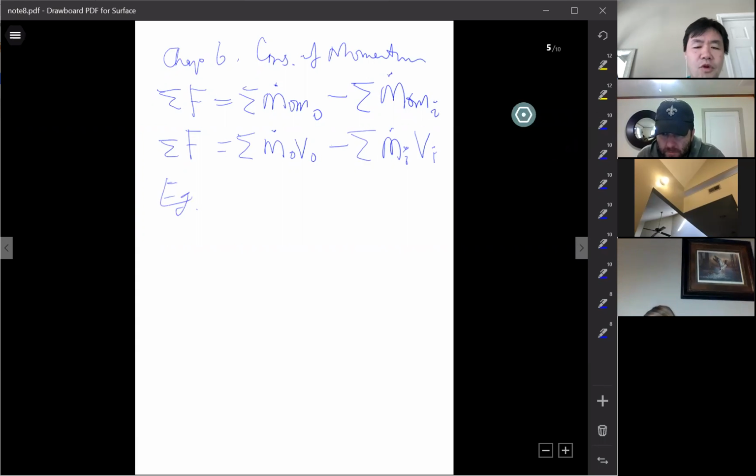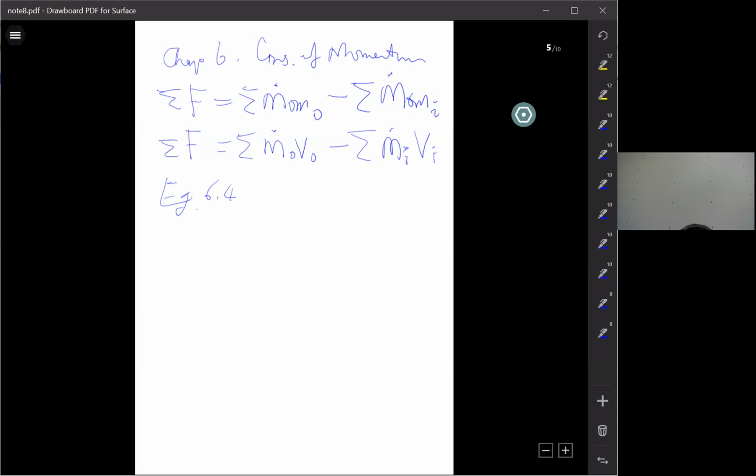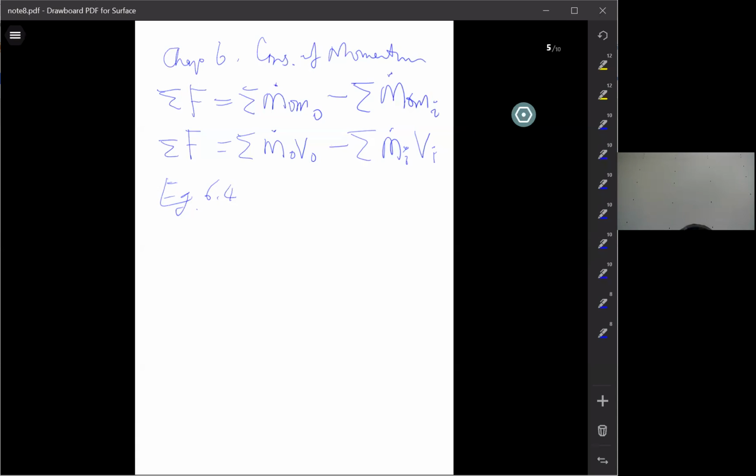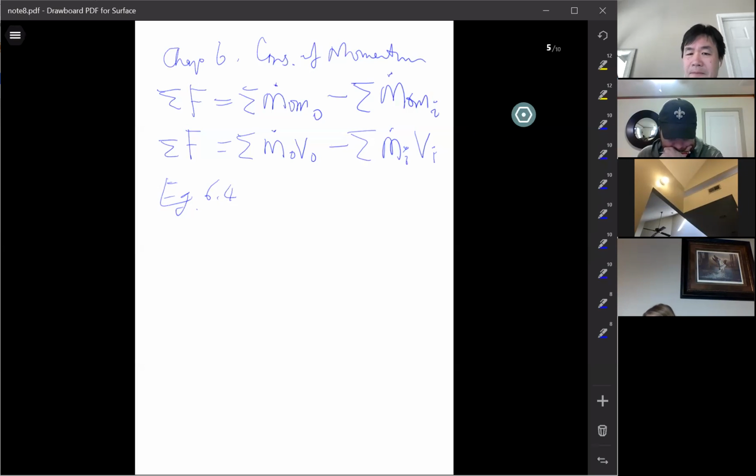6.4. Okay, notice, I want everybody to pay attention here. Notice how you solve a conservation of momentum problem. You have to remember this procedure. Conservation of momentum problems could be very complicated. I use this 6.4 to explain the procedure to you.